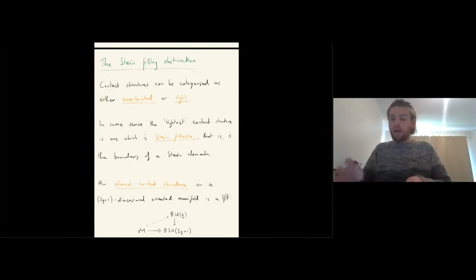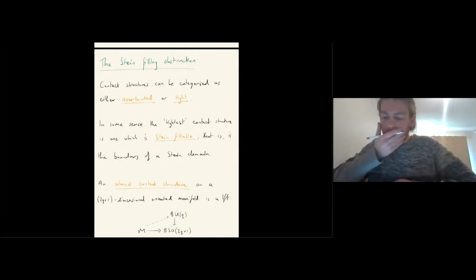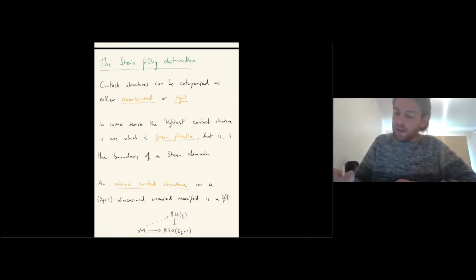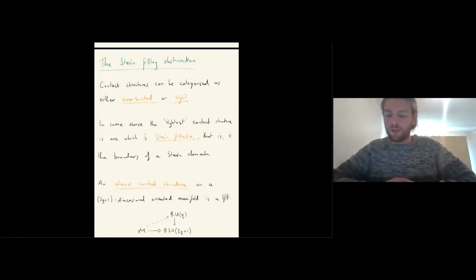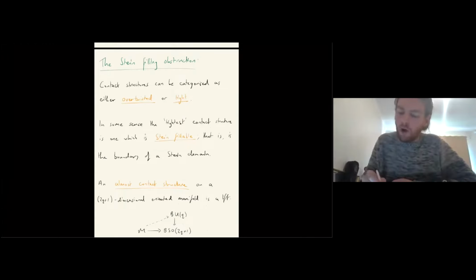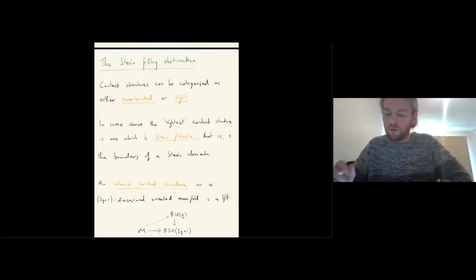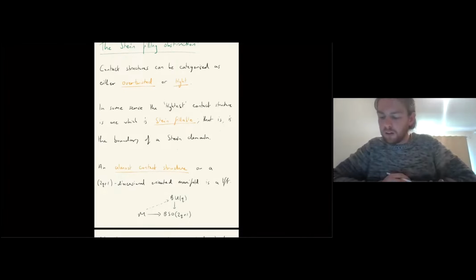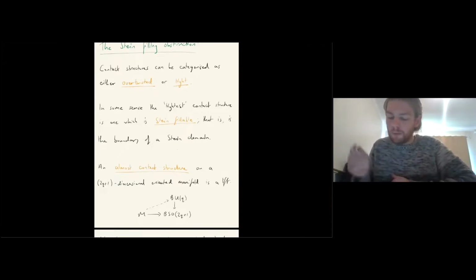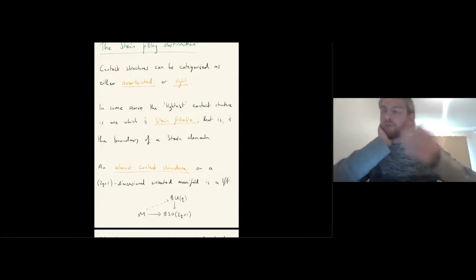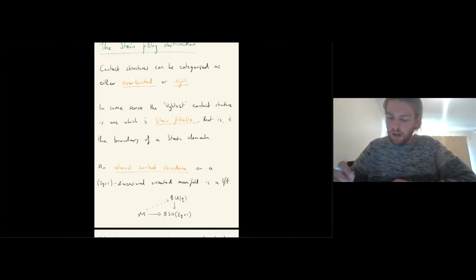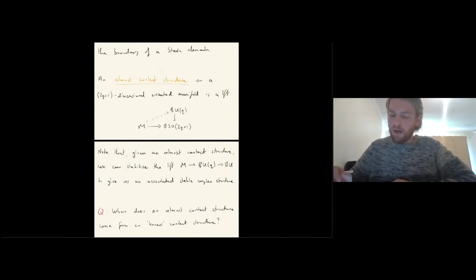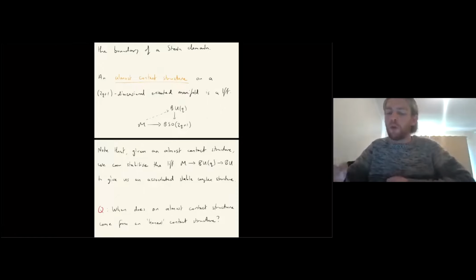All right, so moving on, this Stein filling obstruction. I was saying this geometric definition of a contact structure by hyperplane distributions comes as either overtwisted or tight. There are two types, and one of the tightest kinds of contact structure you can get is one which is Stein fillable, which means it comes as the boundary of a Stein domain. And then we have this almost contact structure that I was talking about, the topological version, which is defined here.